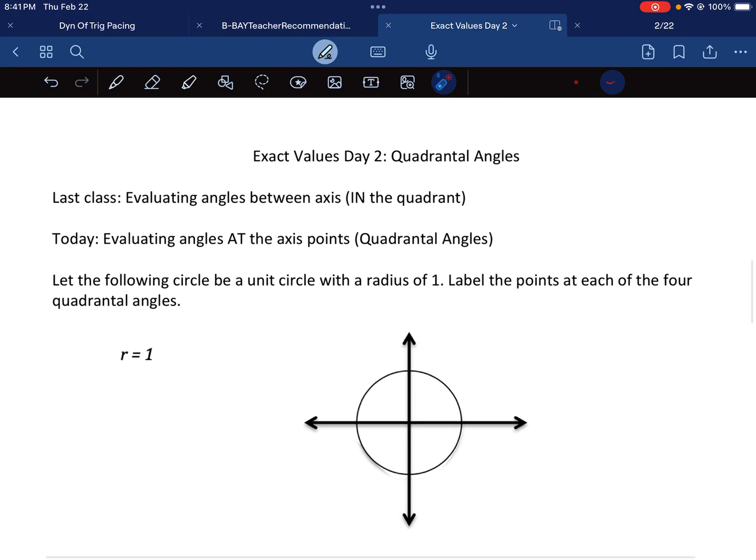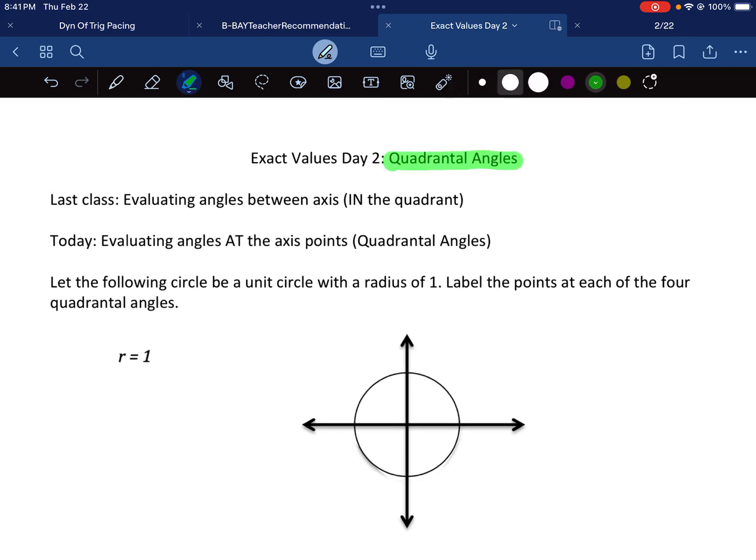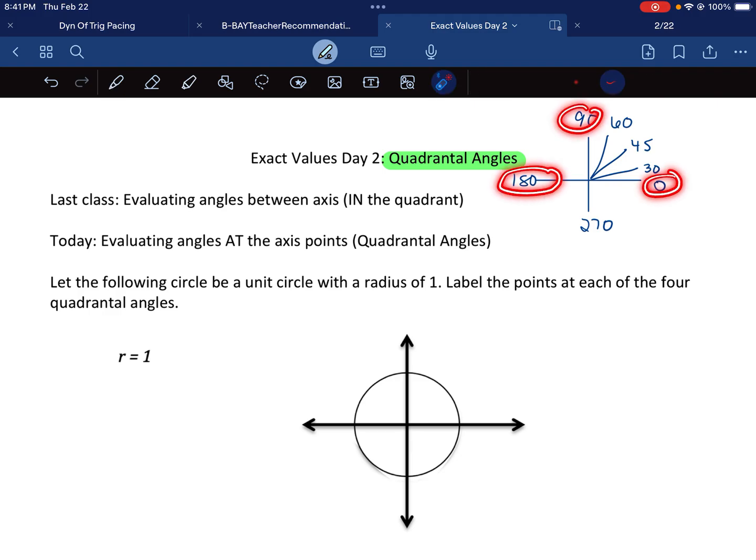Okay, now what we're going to talk about today is quadrantal angles. So it's basically exactly what we did last class, but last class we found the angles between axis points, right? So here was 30 degrees, here was 45 degrees, and here was 60. But we never looked at 0, and we never looked at 90 or 180 or 270, right? We didn't evaluate those. So these are the points that we're going to start evaluating today.